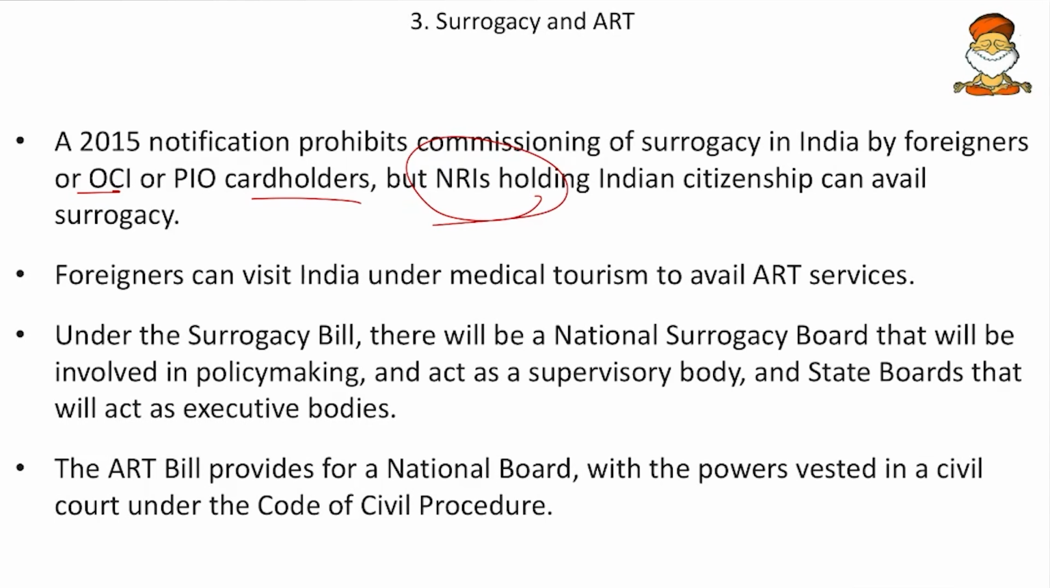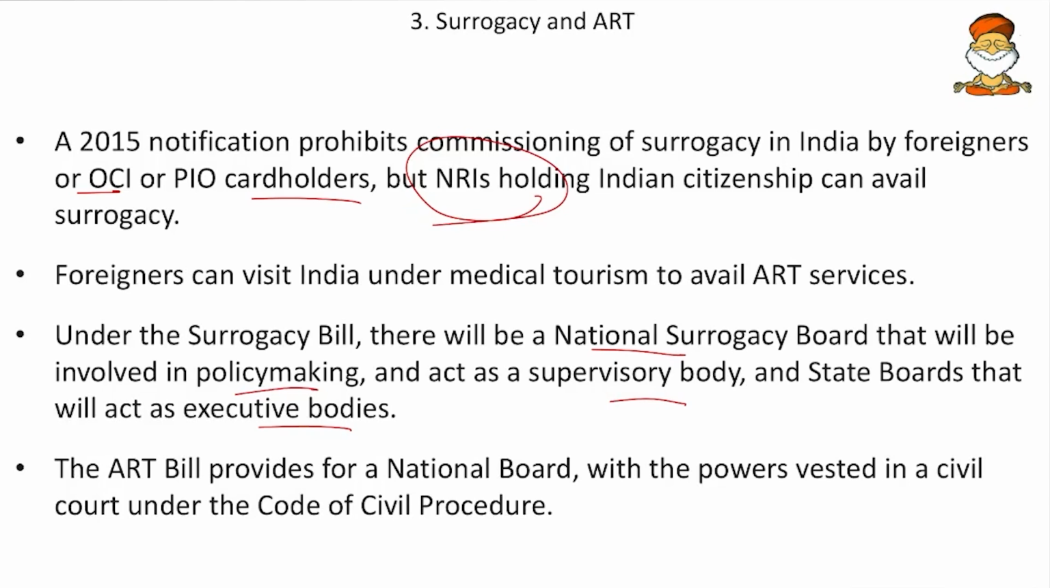Then under the surrogacy bill, there will be a national surrogacy board that will be involved in policy making, and it acts as a supervisory body, and state boards will act as executive bodies. So state boards will regulate what surrogacy is required or not, and the national board will look into whether the state boards are working properly or not, and it will set the broader policies.